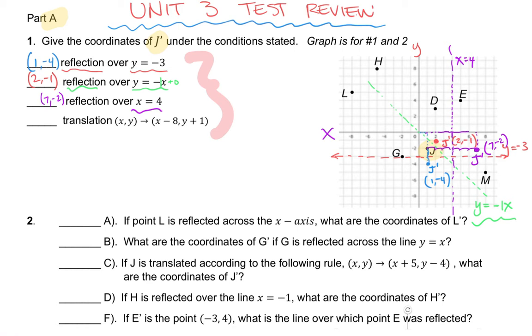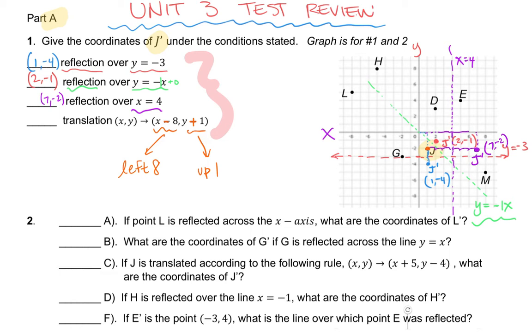But our last part says a translation, which means instead of flipping it over a line, we're going to slide it. So we need to know what this means in words. X minus 8 should mean something to you. It either means left or right. And because it's minus, it's going to mean left. And then y is going to mean up or down. And since it's positive, it's going to mean up. So we're going to go left 8 units and up 1 unit from our original j, which is getting messy.